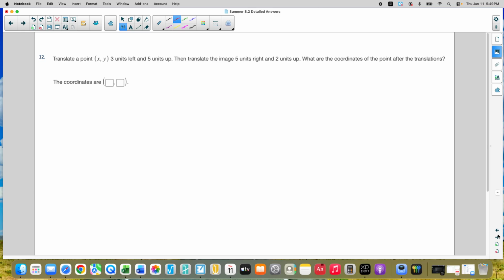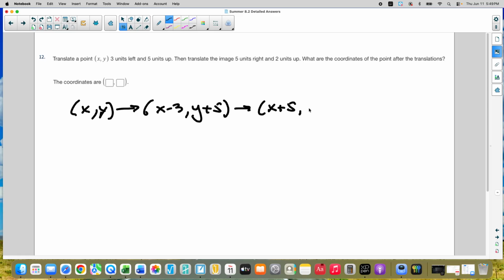Number 12. Let's look at number 12. Translate point X, Y 3 units left, 5 units up. Then translate the image 5 units right and 2 units up. What are the coordinates of the point after the translation? Okay, so we can do it two ways. For our first translation, we're going to go 3 units left, that's negative, 5 units up. And then we want to take our new value and translate it 5 units right, that's positive, and 2 units up.